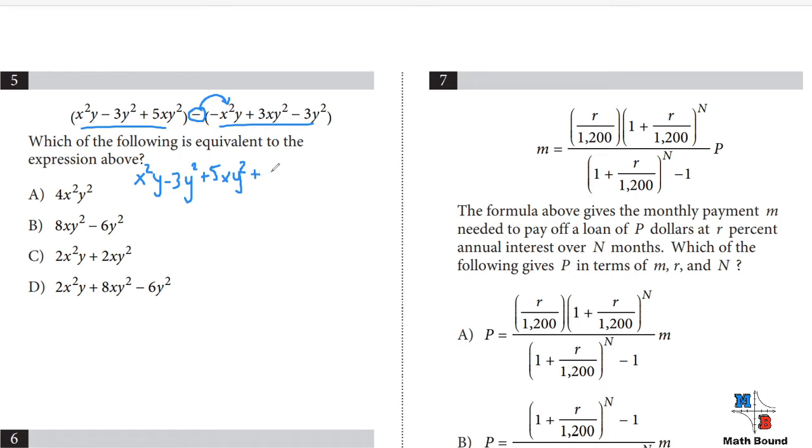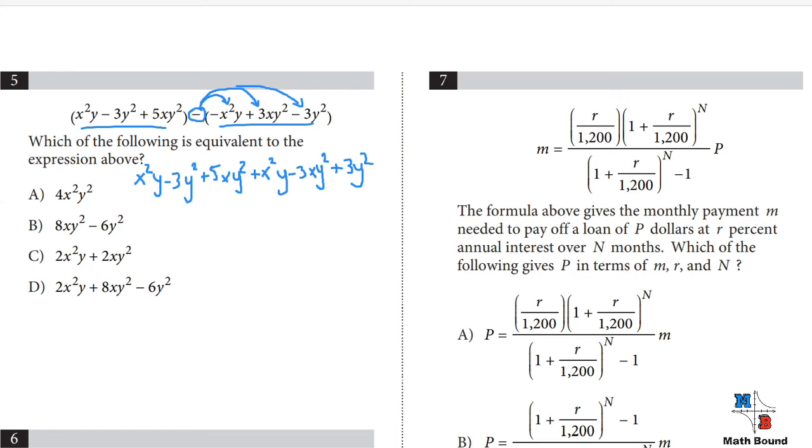But this negative, when it's distributed to this first term, negative times a negative becomes a positive, so I'm going to be adding x squared times y. The second term will become negative because negative times this positive becomes a negative. So we end up with minus 3xy squared. And the last one, that negative distributed to the last term, it's going to give us an addition. Negative times a negative becomes positive 3y squared.